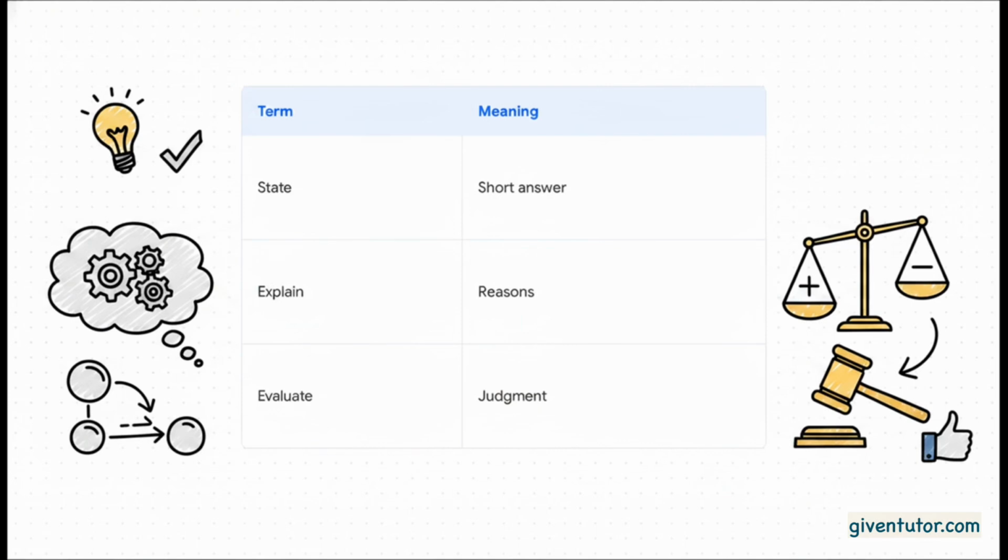Now, if the question says explain, you can't just describe what happened. You have to give the detailed mechanisms and causes. You pretty much must use the word because. And then there's the big one, evaluate. If your teacher asks you to evaluate a scientific model, you have to list its strengths, list its limitations, and then give a final justified judgment at the end. Master these 3 terms, and you are going to snag maximum points on those assessments.